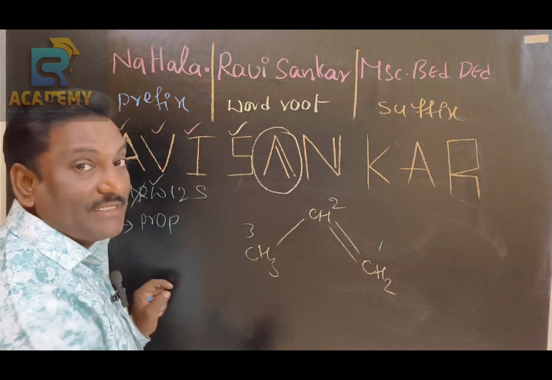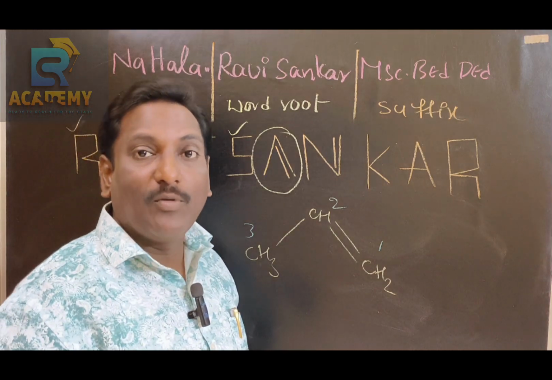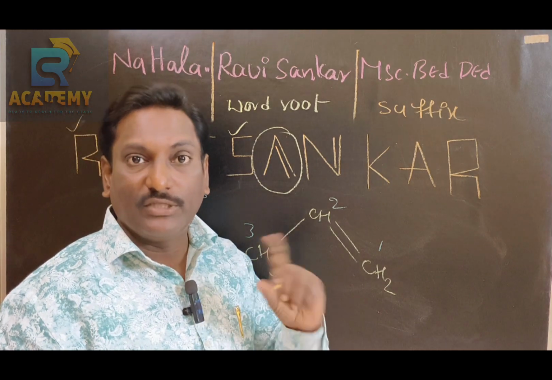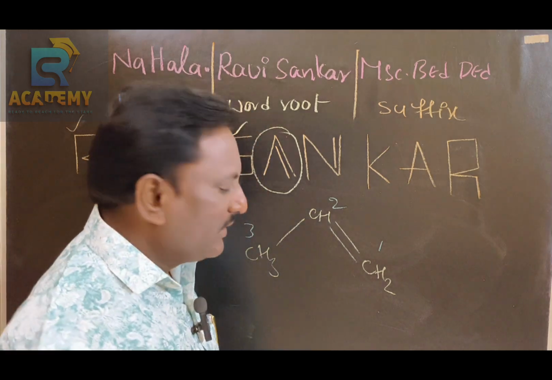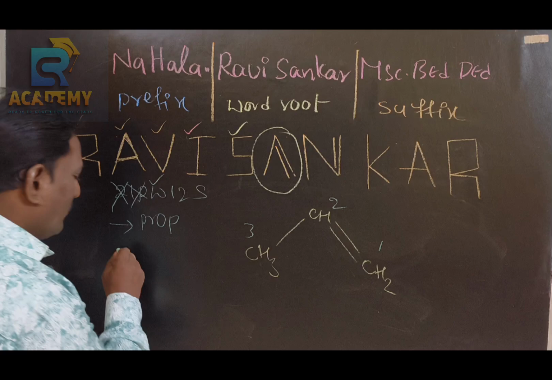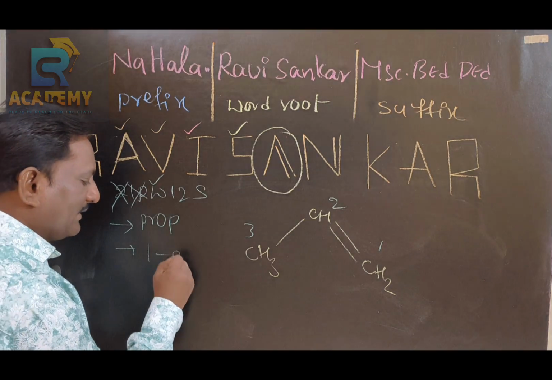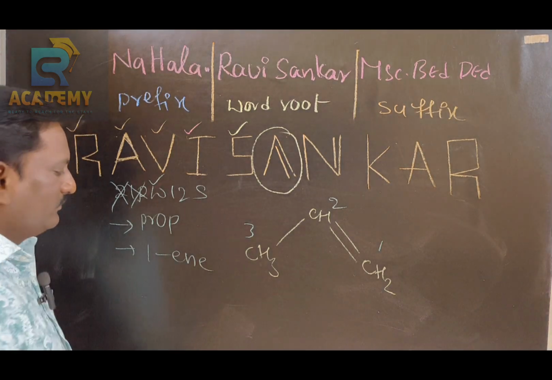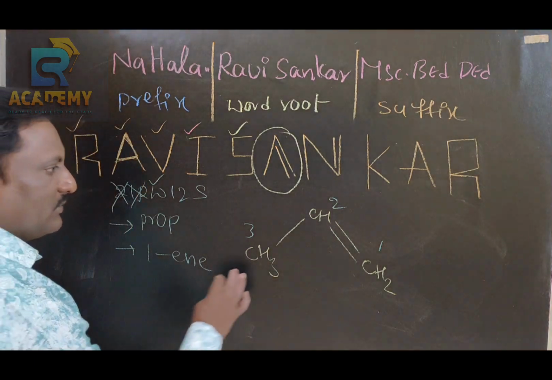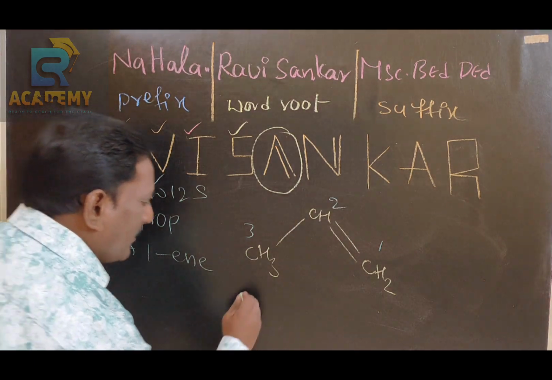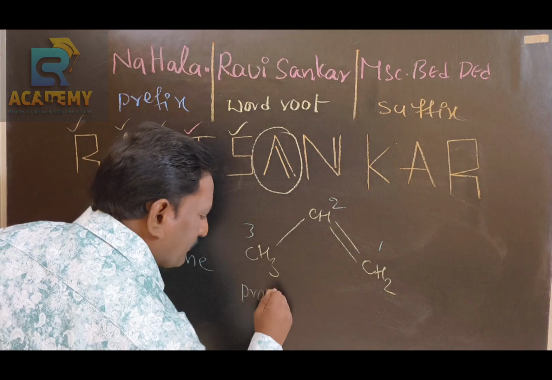So one double bond is there. If there is at least one double bond or at least one triple bond, we should change the primary suffix. One double bond, at first carbon: 1-ene. Okay. So there is no functional group. So prop-1-ene.